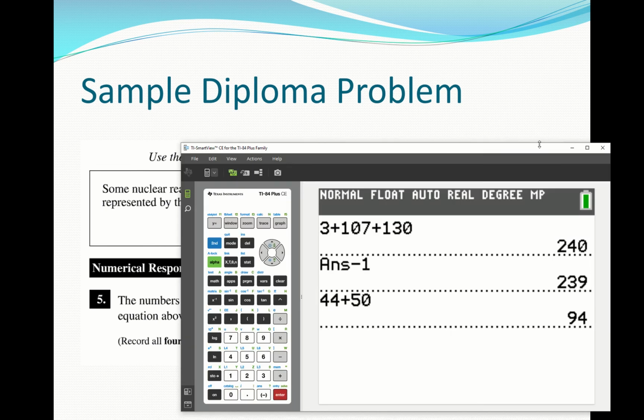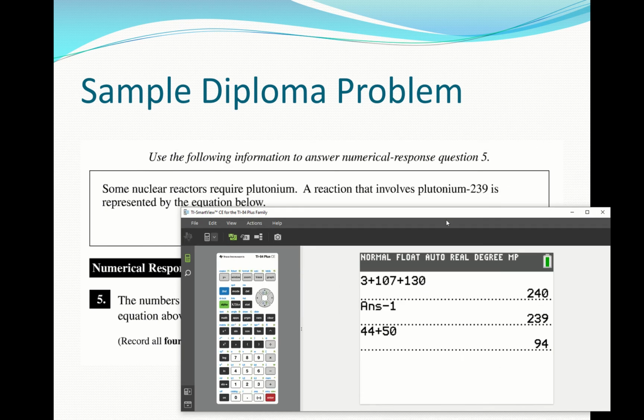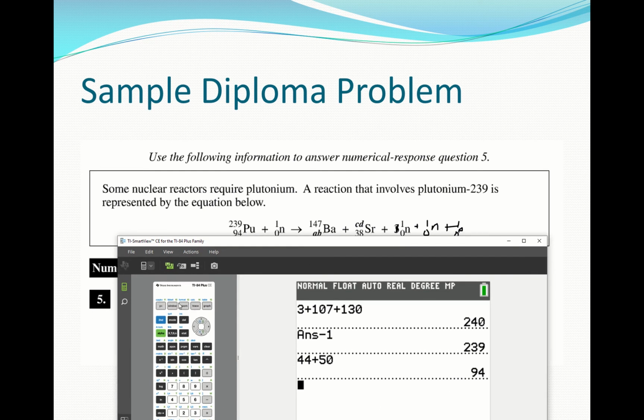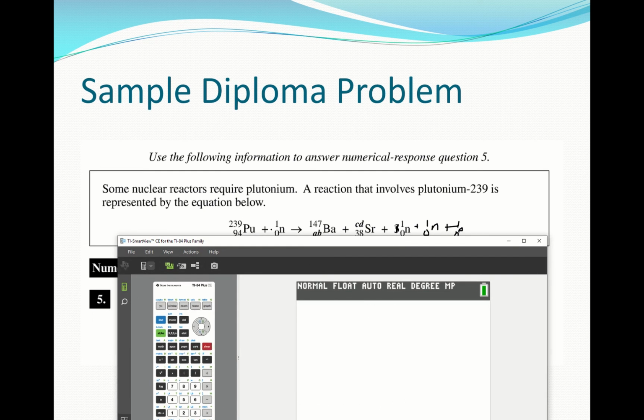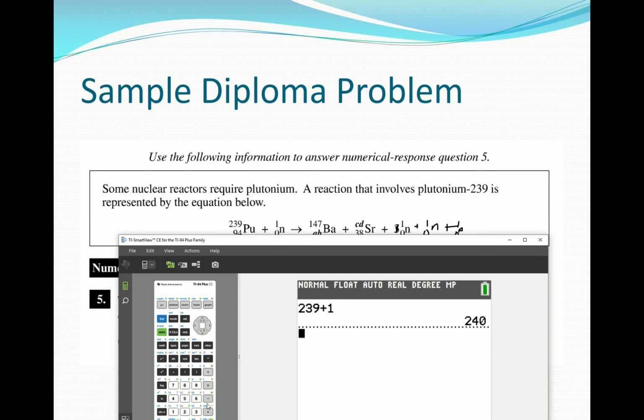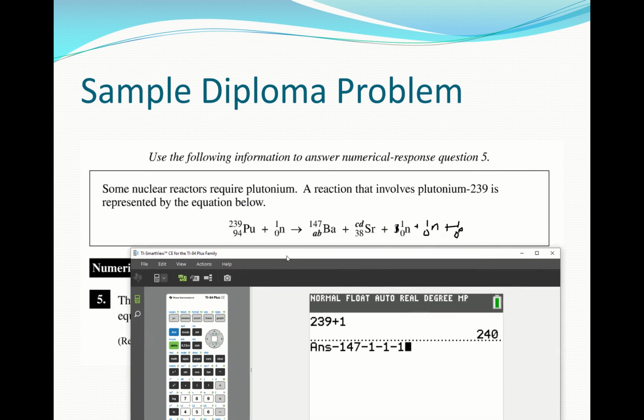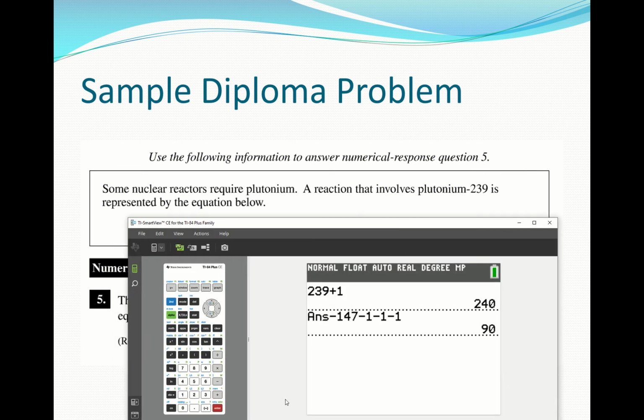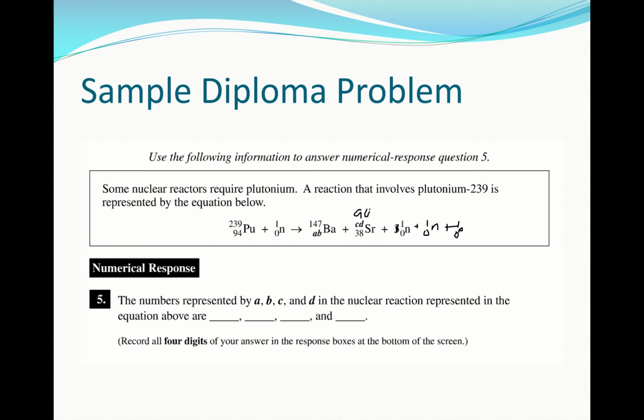So let me get out my calculator because I've got to do some adding here. So on this side, we have 239 on top and 1. So it's 240 on this side. And if we want to find out what this top number is, we have to subtract 147, and then subtract 1 neutron, and 1 neutron, right? Because that's the other numbers that are accounted for. And we get 90. So this number is 90.